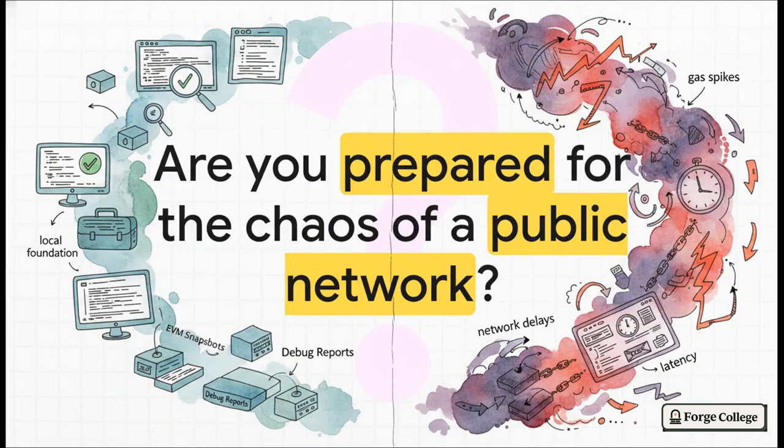So you've mastered local debugging. You've got your EVM snapshots, your minimal fixes, and your pristine debug reports. You are officially crushing it locally. But let me leave you with this question to chew on. If your local tests are finally passing and green, are you actually prepared for the chaos of a public network? Because this local foundation is exactly what you need for what's coming next. Understanding Ethereum testnets. That's where latency, gas spikes, and network delays gleefully enter the chat.